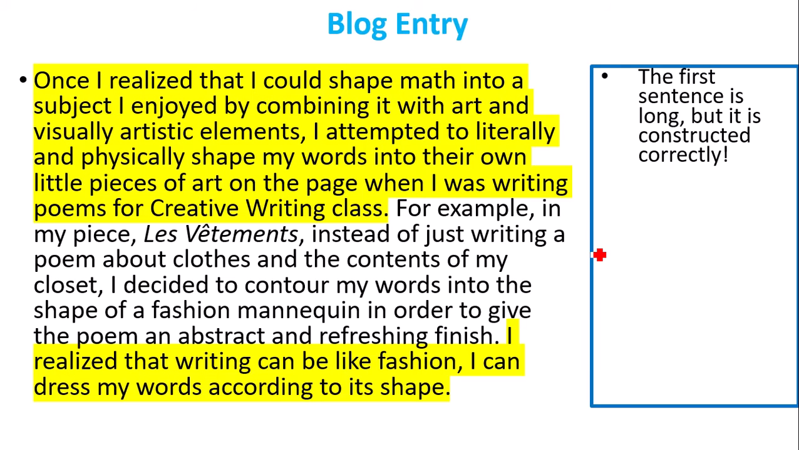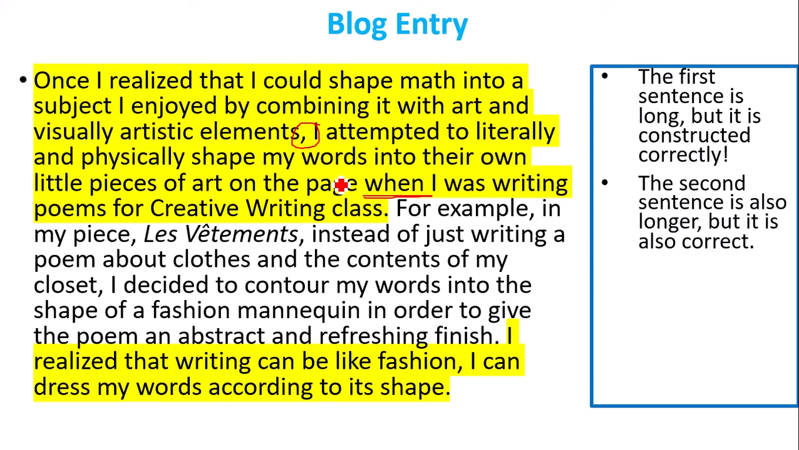So, the first sentence is long, but it's actually constructed correctly. We have a number of different clauses and phrases, but they're correctly joined. So we have "once I realized," then we had a comma. "I attempted to literally and physically shape my words when," "when" is our dependent marker word, "I was writing." So that dependent clause comes second, right? And so it's no comma, but it's joined correctly.